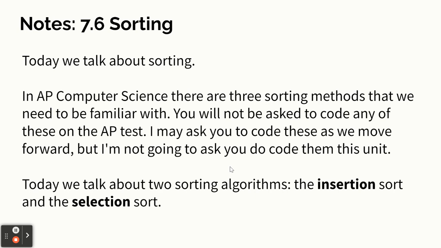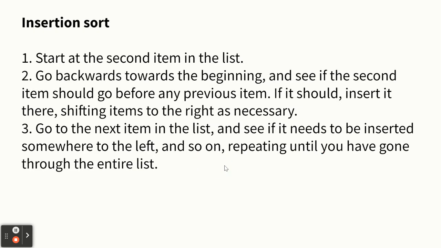All right, now we're going to talk about sorting, everybody. In AP Computer Science, there are 3 sorting methods that you need to be familiar with. You won't be asked to code them on the AP test. I may ask you to code 1 or more of them, but I'm not going to ask you to code them in this unit. So today we talk about 2 of them, something called the insertion sort and another one called the selection sort. And you're just going to need to figure out a way to memorize which is which. So we're going to start with the insertion sort, and I'm just going to describe the algorithm, and then I'm going to show it to you.